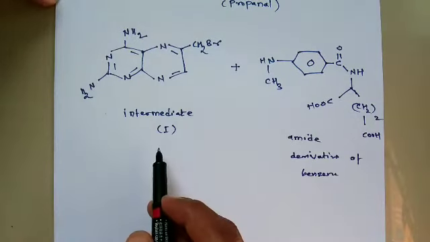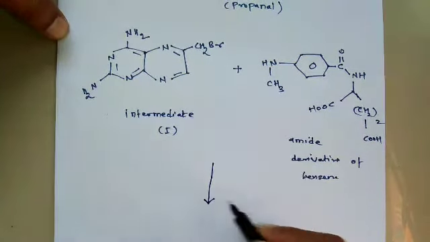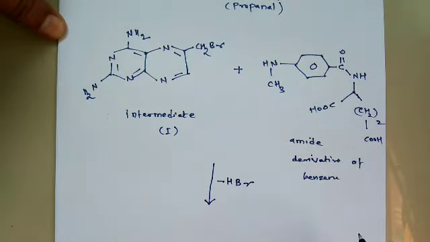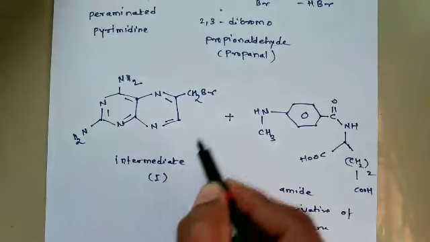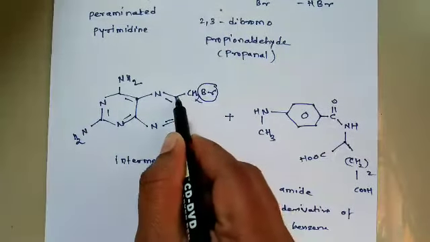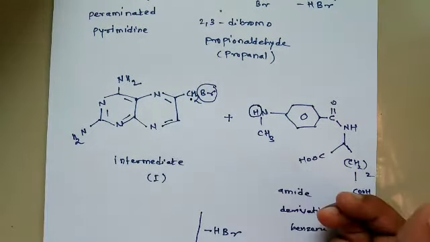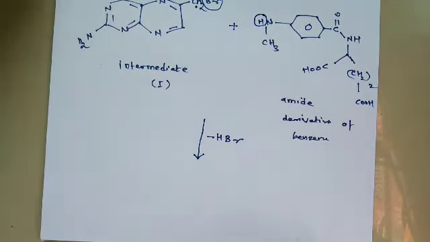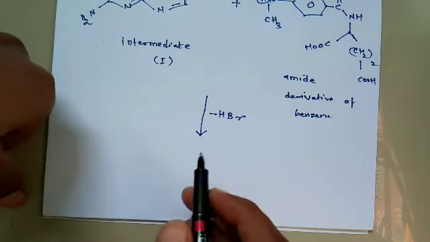When this amide derivative reacts with the first intermediate, then you will get methotrexate by removal of an HBr molecule. How to remove the HBr molecule? One bromine from this first intermediate carbon and one hydrogen from this nitrogen. Okay, so like this the HBr molecule is eliminated in the last step and you will get the methotrexate molecule.